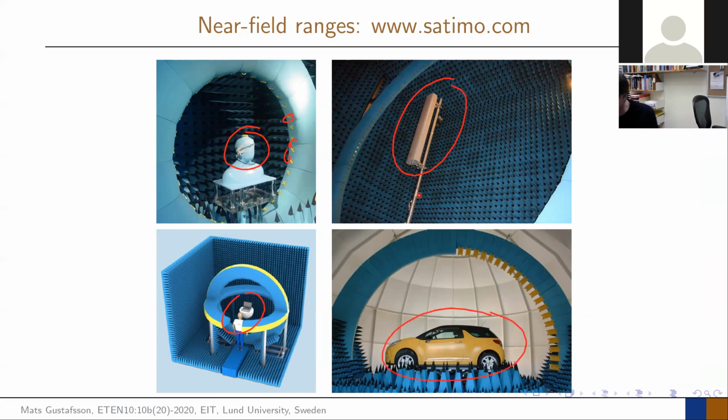And here you can see a car. So of course, the car has a larger range than the person that sits first, but the principles are the same. These are antennas that sit here. And you try to have many antennas to speed up the measurements, because otherwise these measurements are very time consuming.